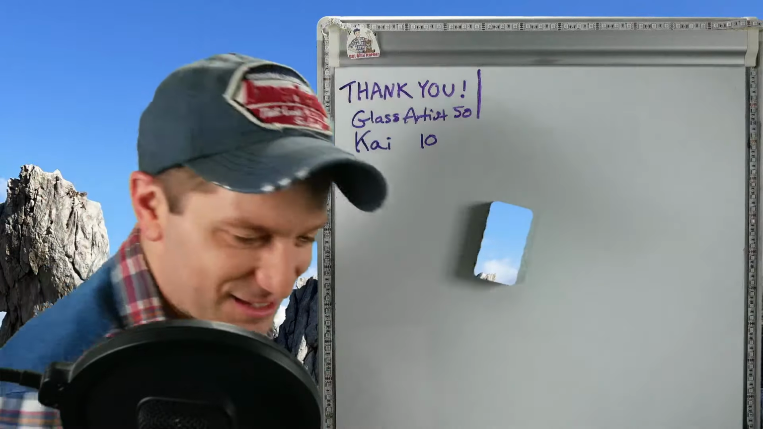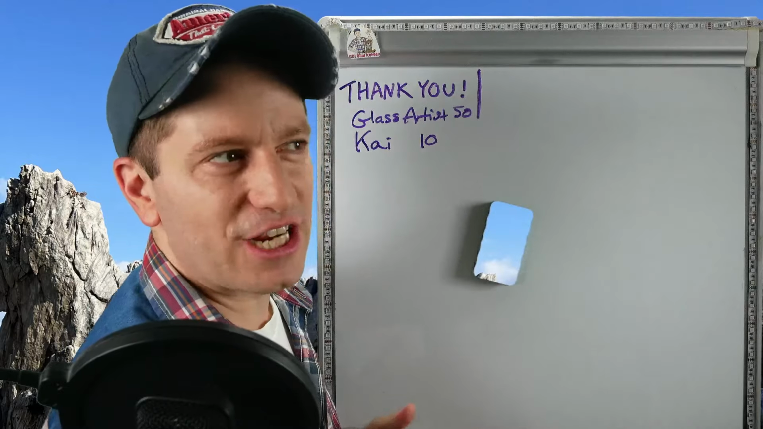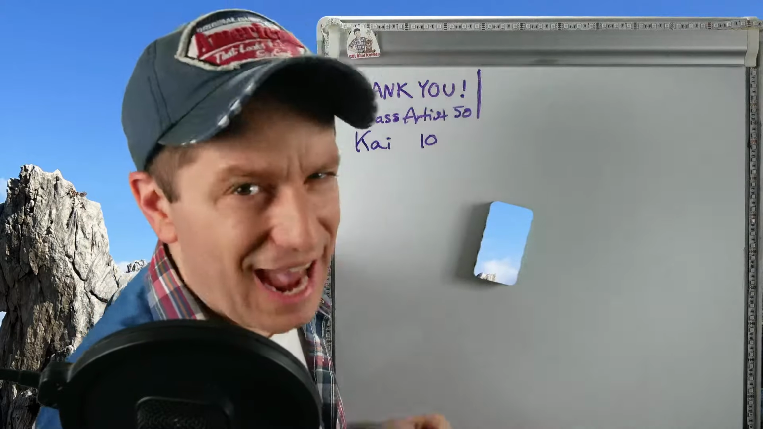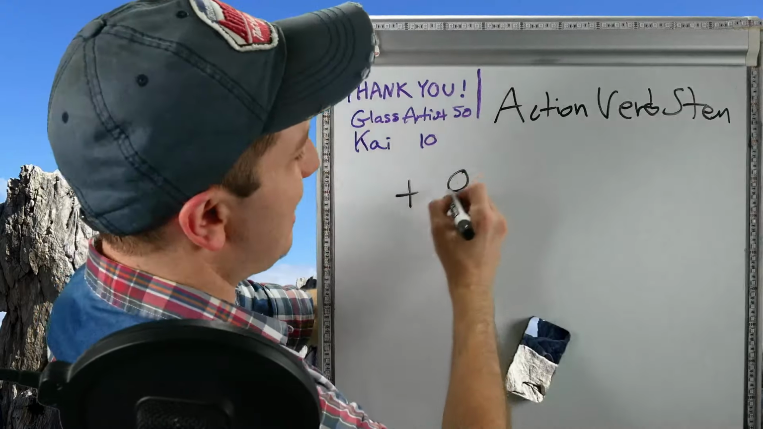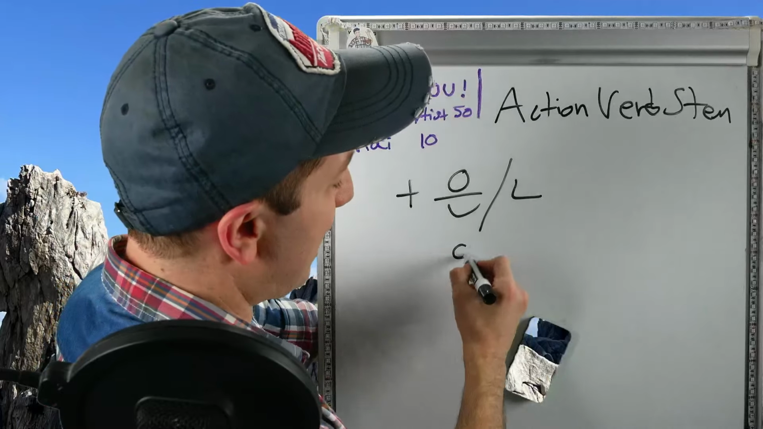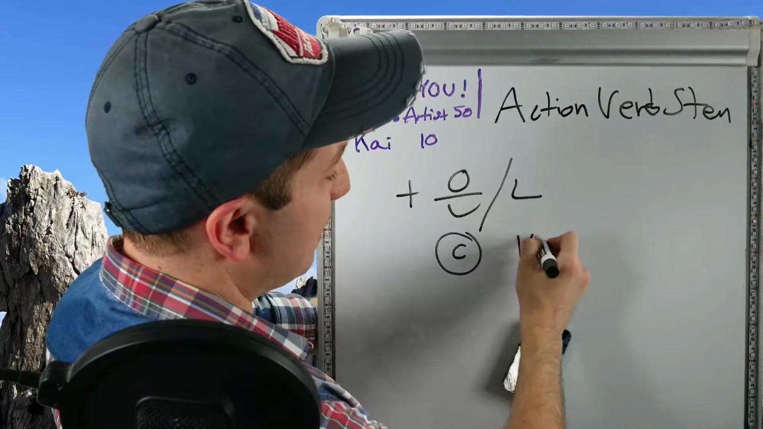Let's get started with the lesson. In order to use the topic we're going to be learning today, you need to first know how to conjugate an action verb into a past tense adjective. Now that sounds harder than it is. Essentially what you do is you take an action verb stem and you're either going to attach 은 to the end if it ends with a consonant, or you're going to attach ㄴ if it ends in a vowel.